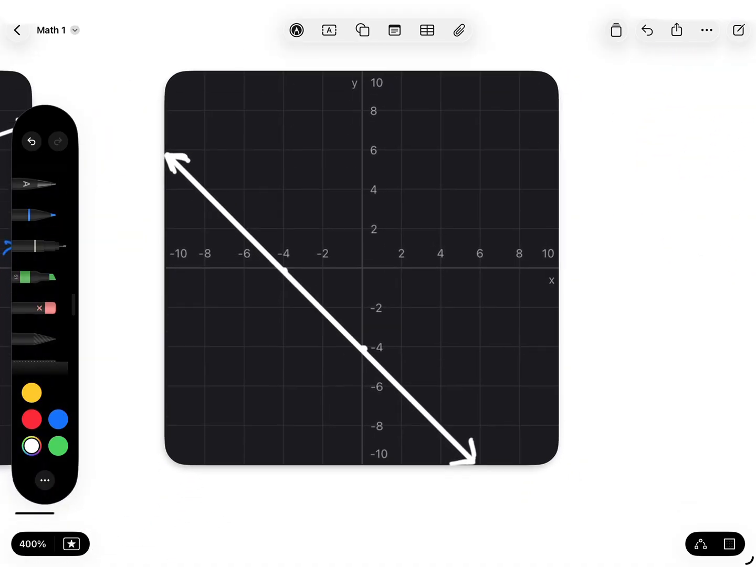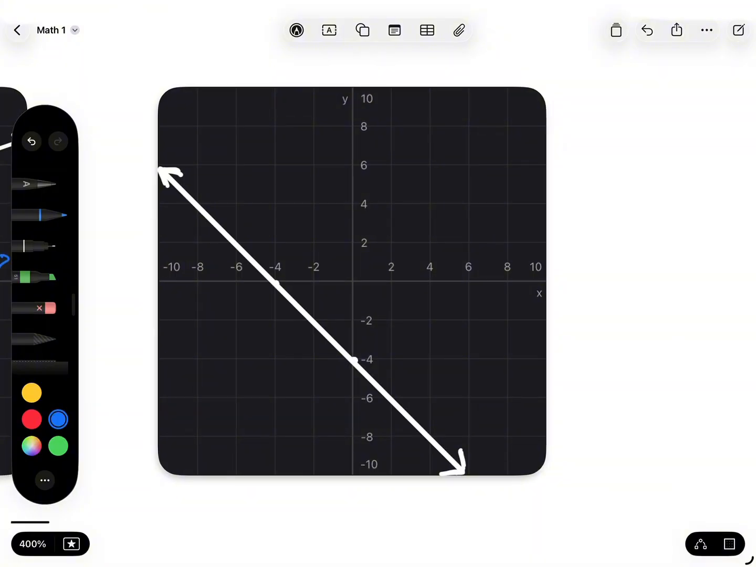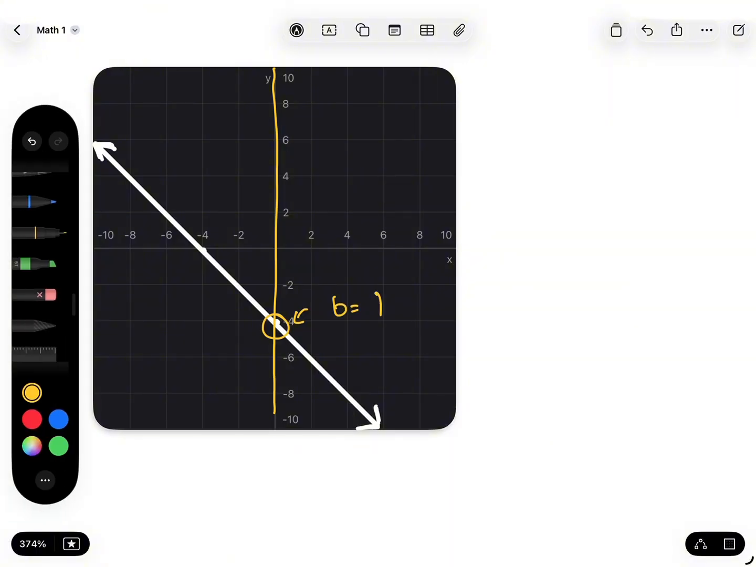Now lastly, we have to identify the equation from a graph. First is to identify our y-intercept. Our y-intercept occurs when x equals 0. So I'm just going to draw a line straight down and see where we intersect. That is right here. So b is equal to -4. I'm going to rewrite that down here.